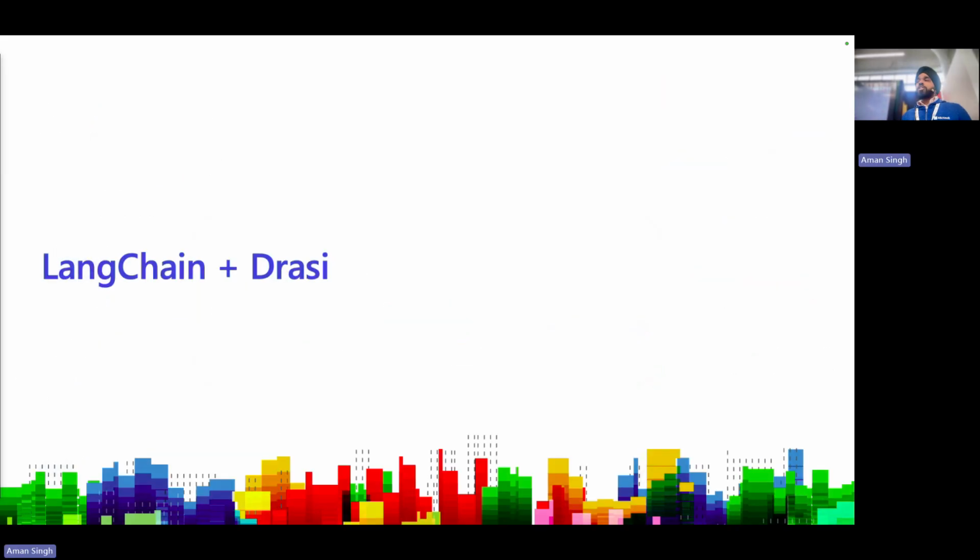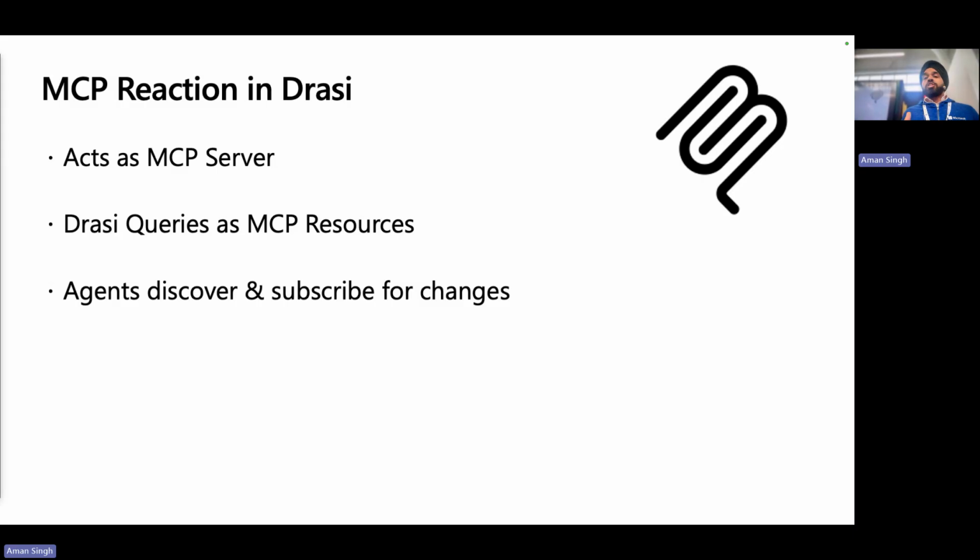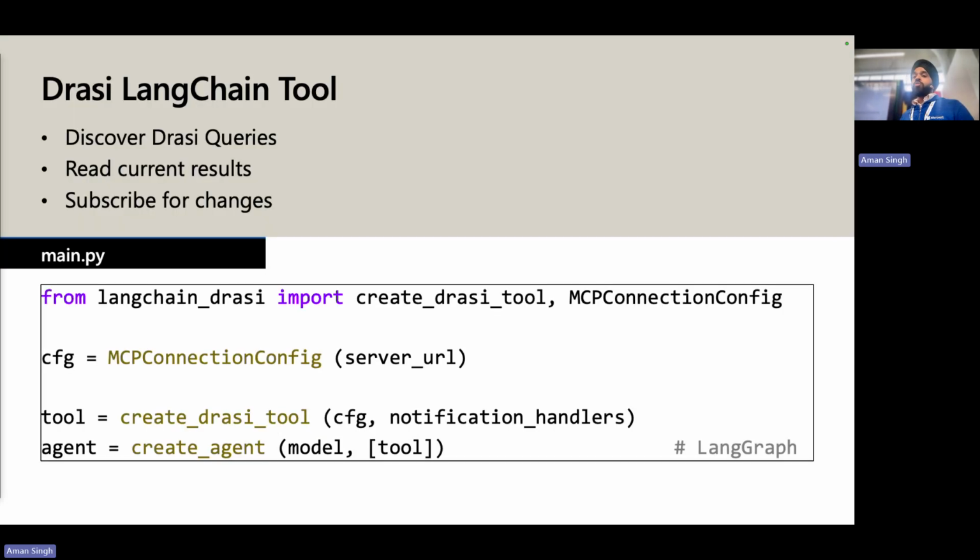So how do we build a LangChain agent with Drasi? How does Drasi connect to a LangChain agent? Well, Drasi also has an MCP reaction. Instead of posting to Slack or calling a workflow, this reaction simply exposes Drasi queries over MCP, a protocol that your agents already speak. And on the agent side, we just do one simple pip install command, and it gives us a new tool, which we wire up like this.